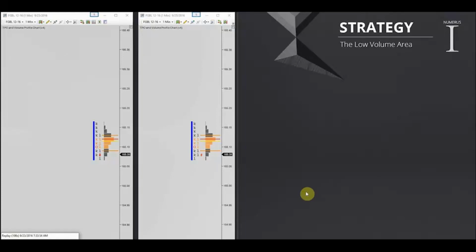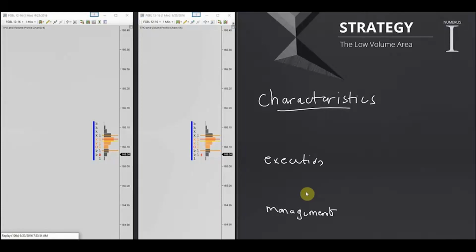Now, what we're going to discuss as we go through each and every one of these replay functions is, first and foremost, we're going to talk about some of the characteristics. We're then going to talk about some of the execution style, and we're going to talk about some of the management style. So these are the three key pillars we're going to build as we go through each and every one of the 11 strategies that we're going to develop.